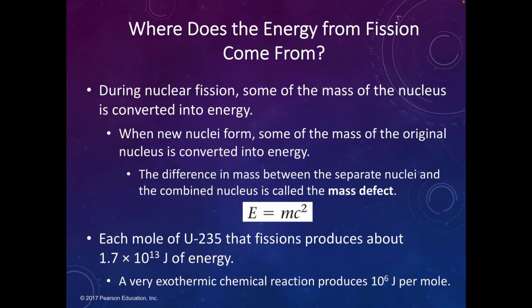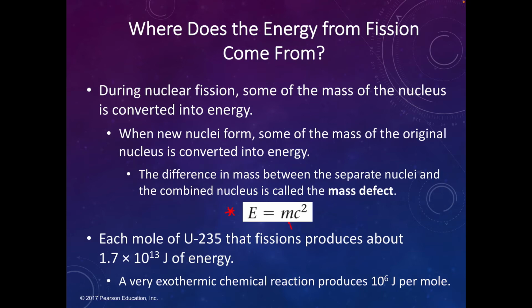So where does the energy in fission come from, right? I told you it produces really large amounts of energy, but why? Well, during nuclear fission, some of the mass of that original nucleus is converted into energy. So when we hit uranium-235, let's say, with a neutron and it splits, some of that mass is not going to be accounted for in the new nuclei. Okay, some of the mass essentially disappears. But it doesn't disappear. It is turned into energy from this equation, E equals mc squared. So the difference in the mass between the separate nuclei and the combined nuclei is called the mass defect.